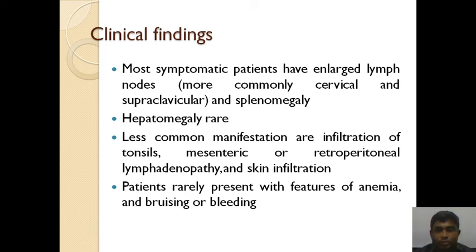So you can have lymphadenopathy, splenomegaly. Hepatomegaly can be present, but it's usually rare, and less common manifestations include involvement of other lymphoid organs like tonsils, mesenteric lymphadenopathy, etc. And if there is bone marrow involvement leading on to reduced production of hemoglobin and platelets, this can lead on to anemia and thrombocytopenia.